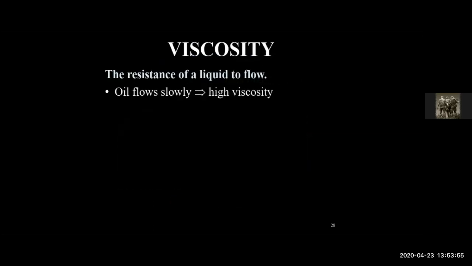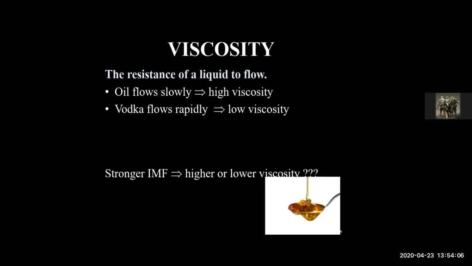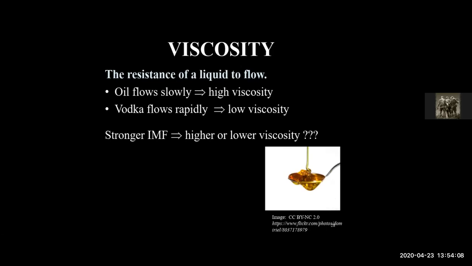Viscosity: we all know that oil flows, honey flows slowly and has a high viscosity. Things like vodka, a liquid, have low viscosity. So if you have a strong IMF, would your viscosity be higher or lower? It's going to be higher, because molecules are held together much more strongly. So honey has a much higher IMF interaction than, say, another liquid like water.